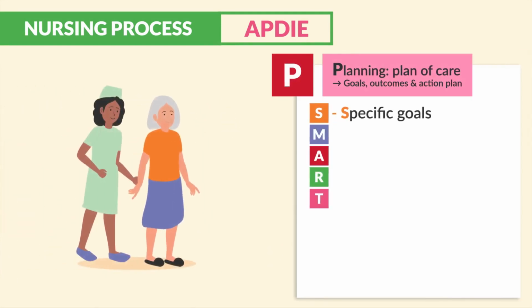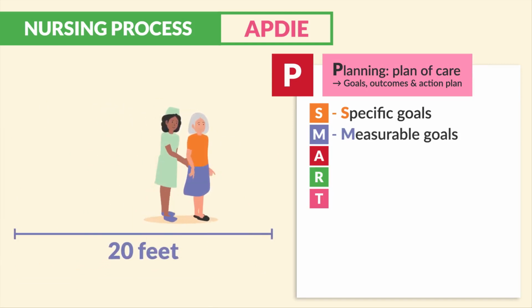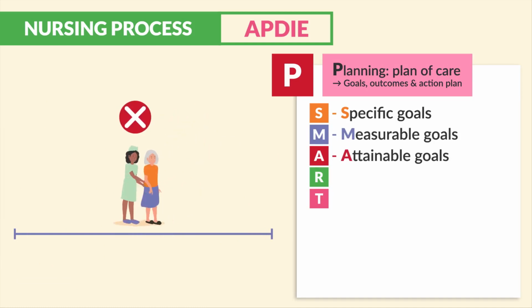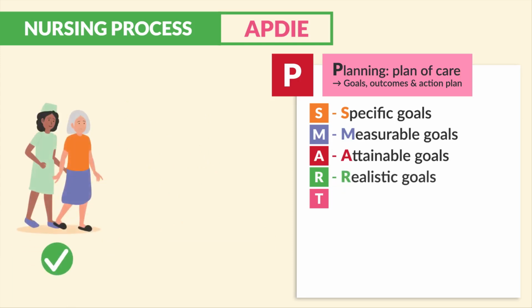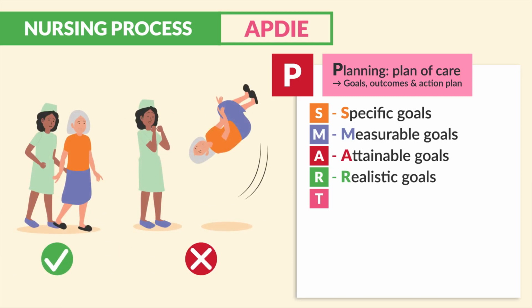S is for specific goals, like the client will stand without dizziness. M is for measurable goals. So the client's going to walk 20 feet without dizziness. A is for attainable goals. The client's going to walk 20 feet and not 20 miles, let's say. R is for realistic goals. Again, the client's gonna walk, not do backflips across the unit.